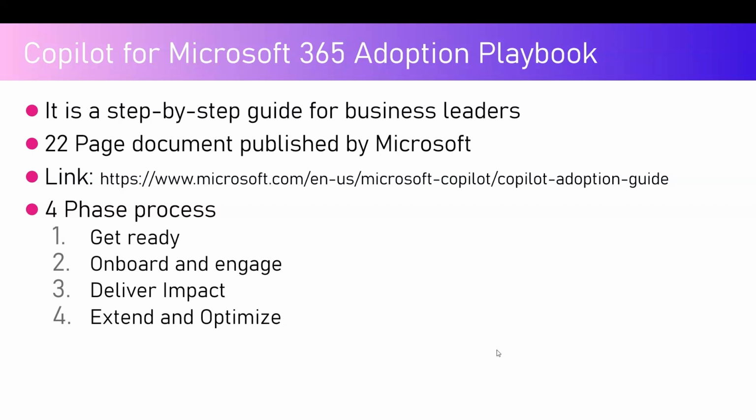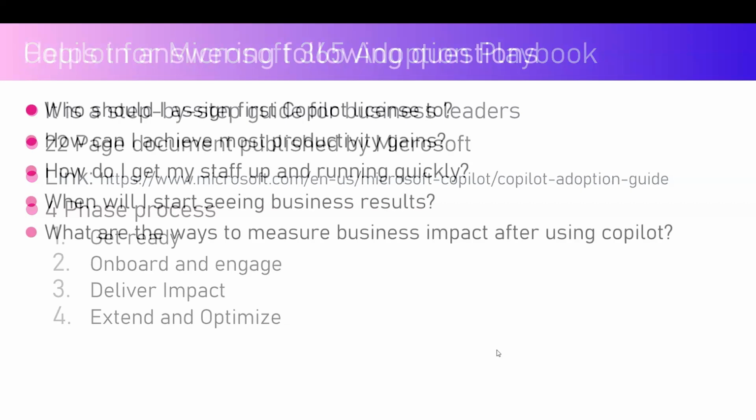The third phase talks about delivering the impact, whereby you get an actual value add from the actions which you perform on Microsoft 365 Copilot. And extend and optimize is all about utilizing Copilot to build solutions for your organization, thereby improving productivity or solving the business problem for your organization, and at the same time optimizing your solution as well.